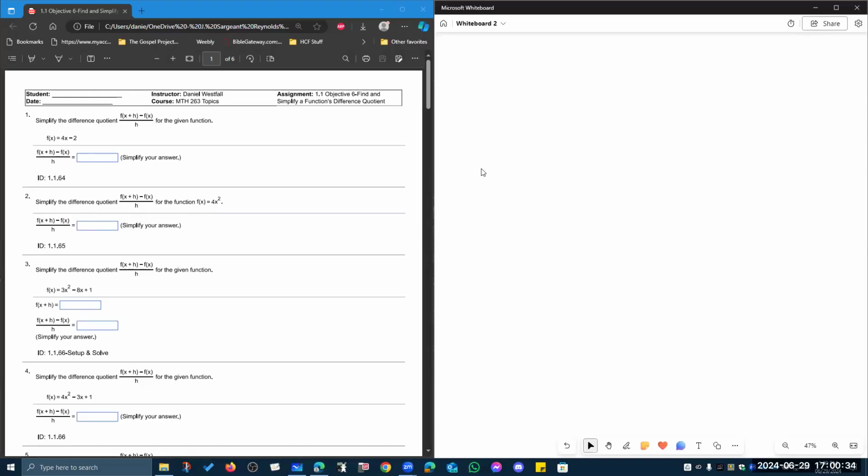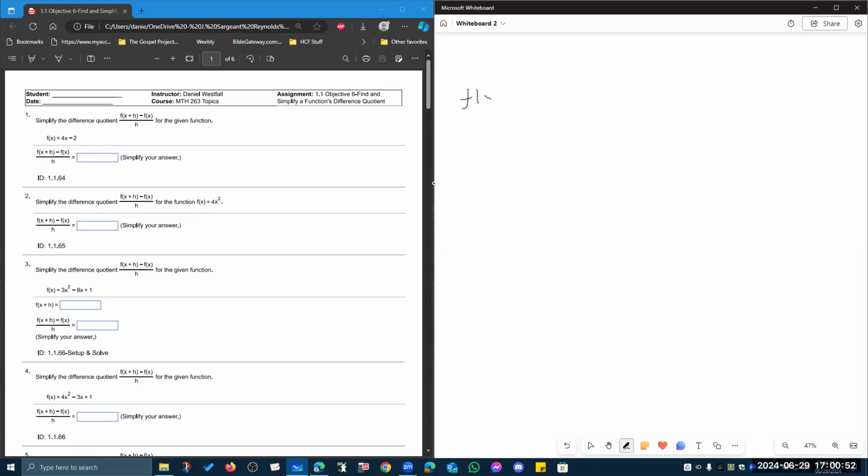In this video, we're going to talk about 1.1 Objective 6, where we find and simplify a function's difference quotient. This is a really important skill to bring back from pre-calculus because we're going to be using it quite a bit here in Calculus 1. So let's go ahead and get started.